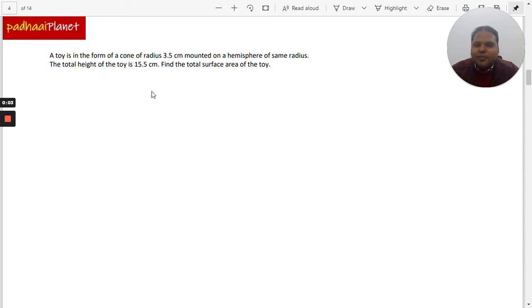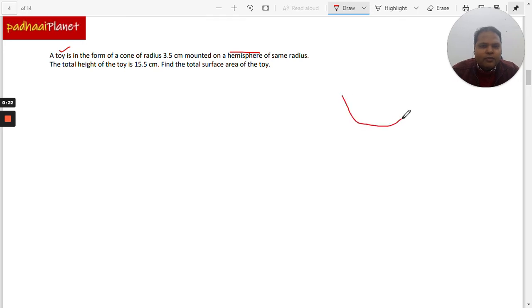So in this question we have got a toy. A toy is given, and the toy is in the form of a cone with the radius of 3.5 centimeter, and that's mounted on a hemisphere, right, of the same radius. So let's quickly draw how this would look like.